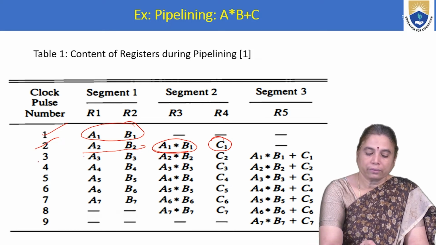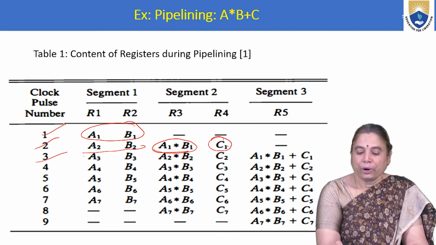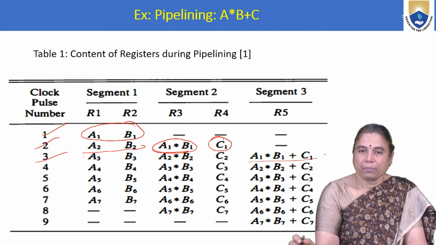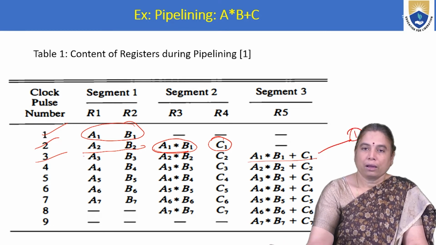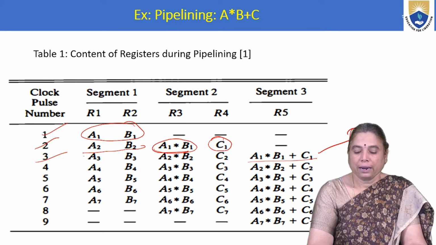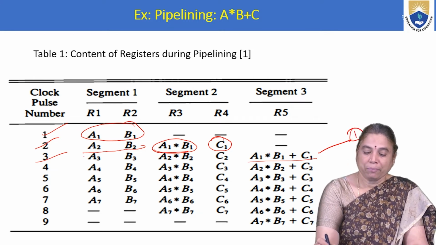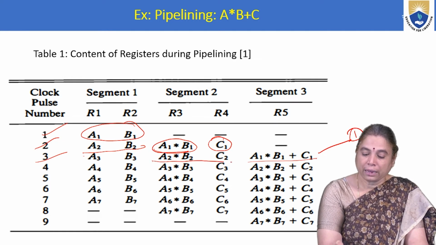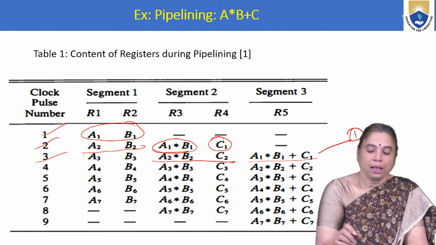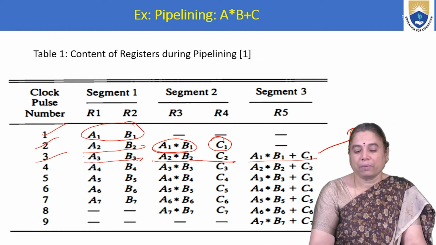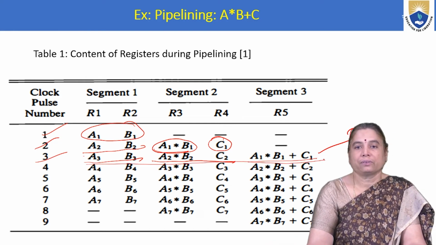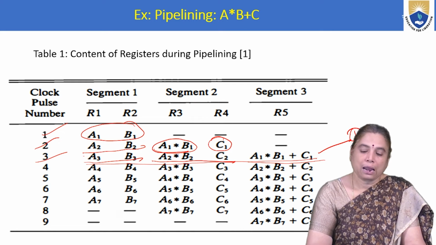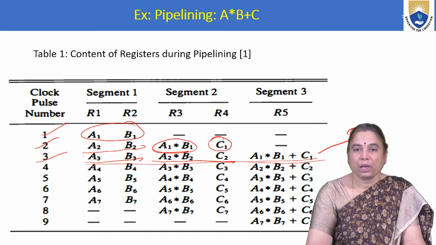In the third clock cycle, these product values can be moved to the next, third segment. So A1, B1 multiplication plus C1 can be executed. So the first number's computational process is completed at this clock pulse. At this same time, the second number is at the segment 2 execution and the third number is at the segment 1 execution. So parallelly 3 instructions can be executed in an overlapped fashion. So this is the pipelining concept.